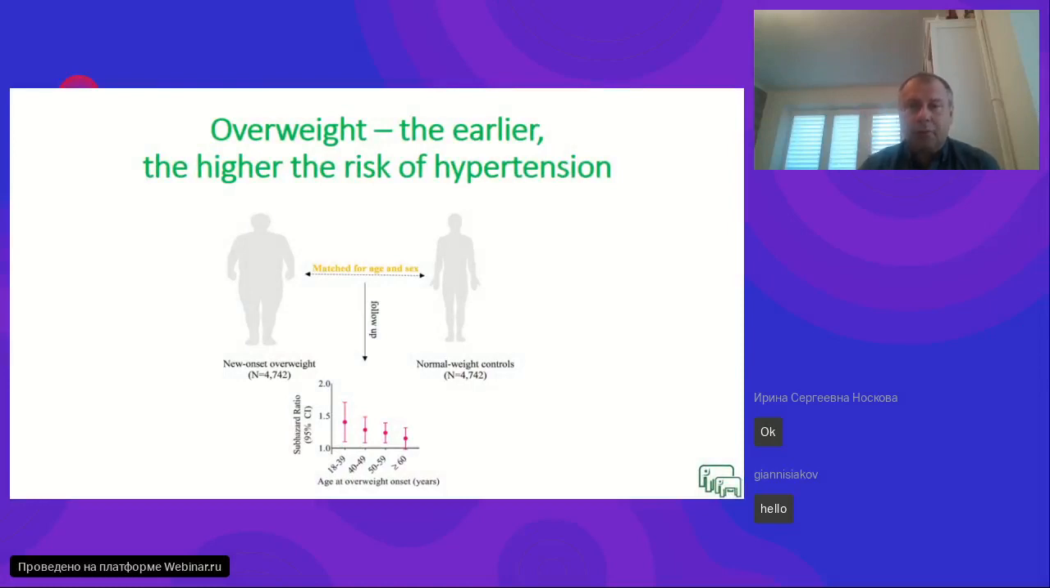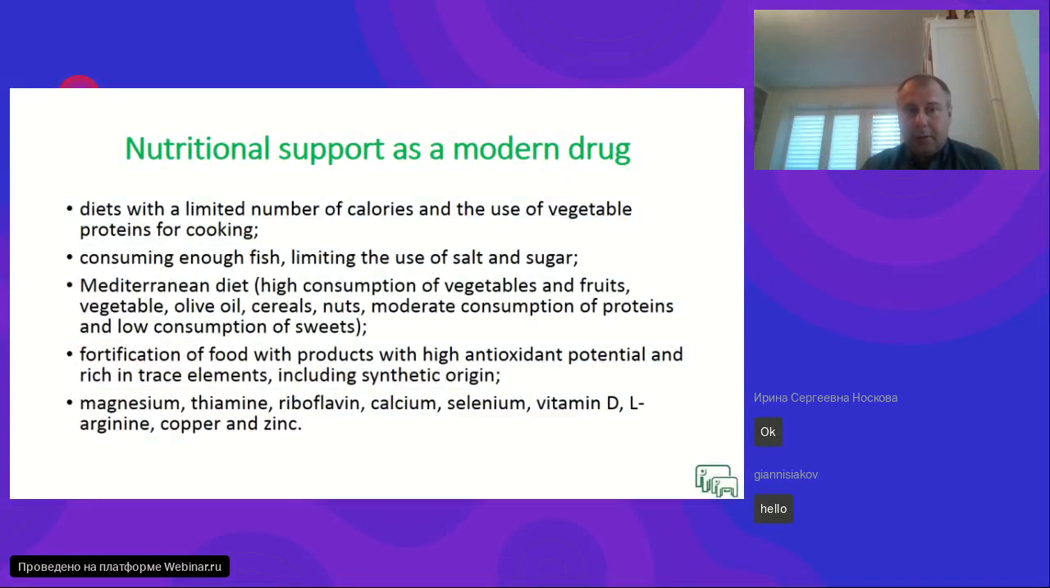Of course, such Western diet with fatty acids, with salt, with ultra-processed products, with a great amount of sugar, leads, for example, to overweight, and overweight is the earliest and most evidence-based risk factor of arterial hypertension. Specialists think that we can eat everything before 20 years. After 20 years old, every person must follow proper nutrition and good nutrition to avoid such negative consequences which we are discussing now. And of course, we say that nutritional support is a modern drug.